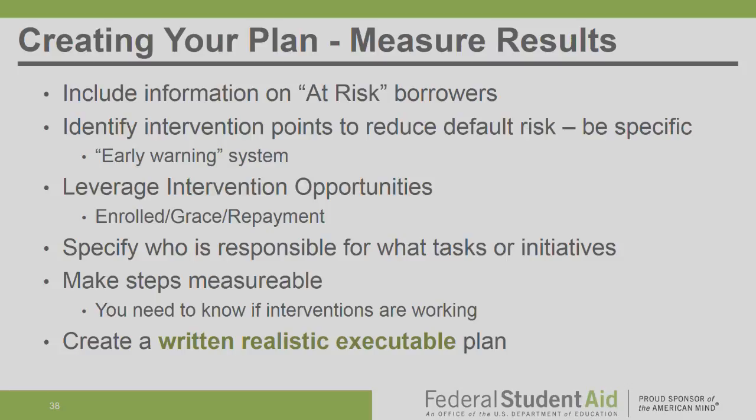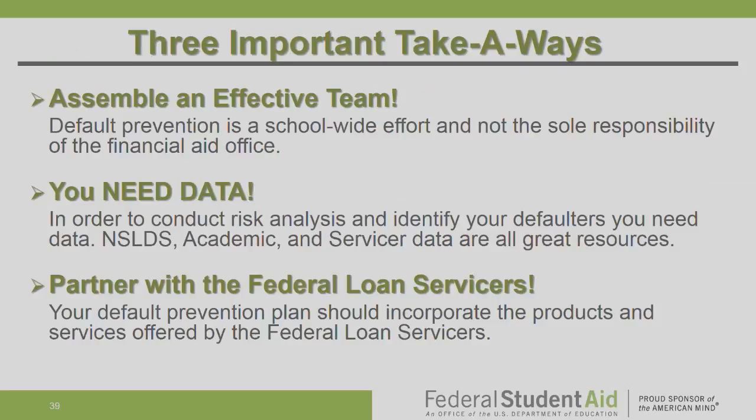You don't want to be so generic or create a task that is not achievable. You want to have small, measurable results so that you can actually see positive steps. Specify who is responsible. Again, it's not all the financial aid office. And make sure that your steps are measurable. And then you just want to have a realistic and executable plan.